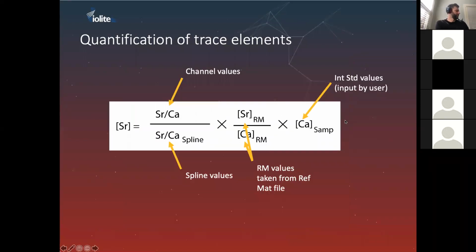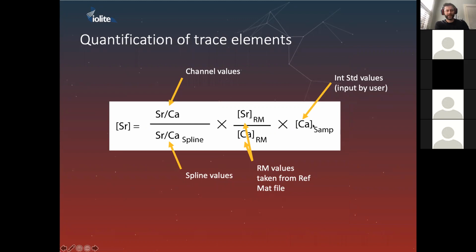So if we look at strontium as an example, if we're trying to work out strontium in our sample and we're using calcium as our internal standard, then it would look at the strontium to calcium channel, and it would compare that to the strontium to calcium spline for our reference material. It'd take the strontium and calcium values from our reference material file, and we would need to input for each sample a value for the internal standard.